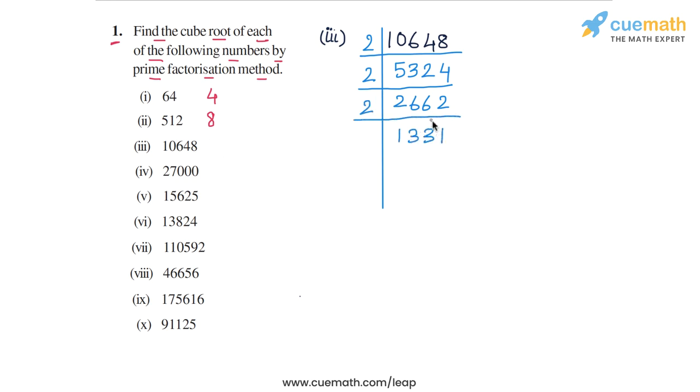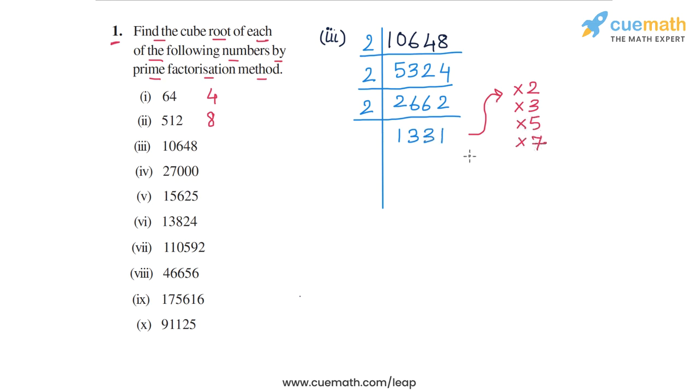Now 1,331 is not a multiple of 2. It's also not a multiple of 3 because the sum of digits is not a multiple of 3. It's not a multiple of 5. It's not a multiple of 7 as well.